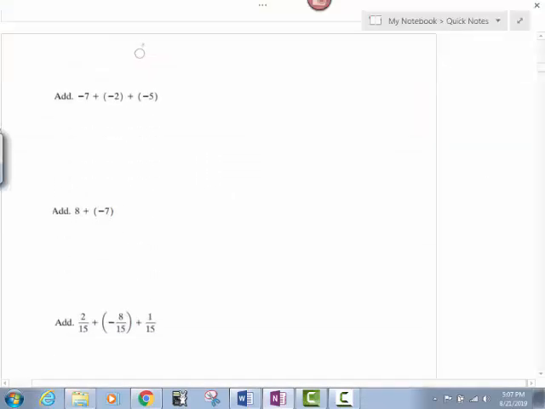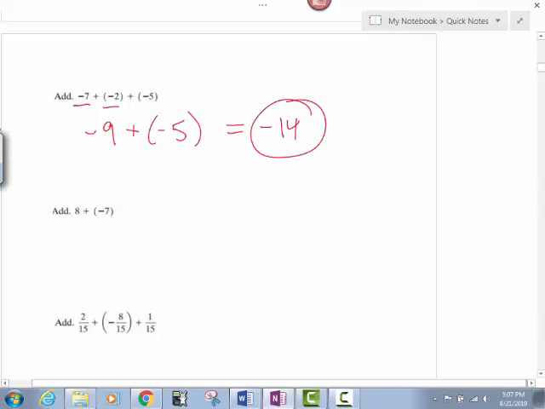Again, I'm going to walk us through this process. I owe $7. I borrow 2 more. Now I owe 9. I owe $9. I borrow another 5. Well, now I owe a total of 14. Okay.